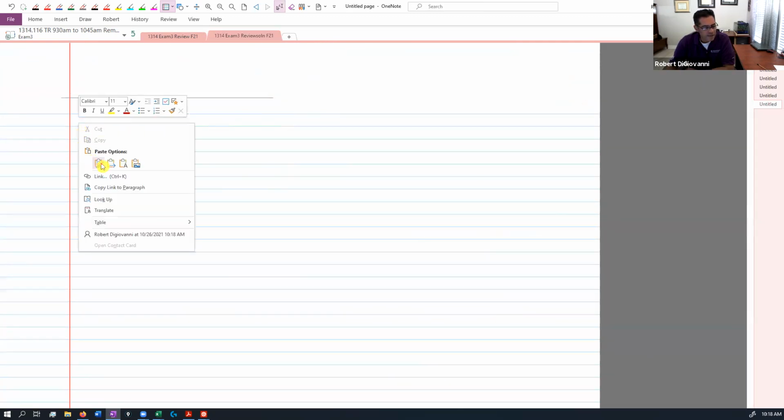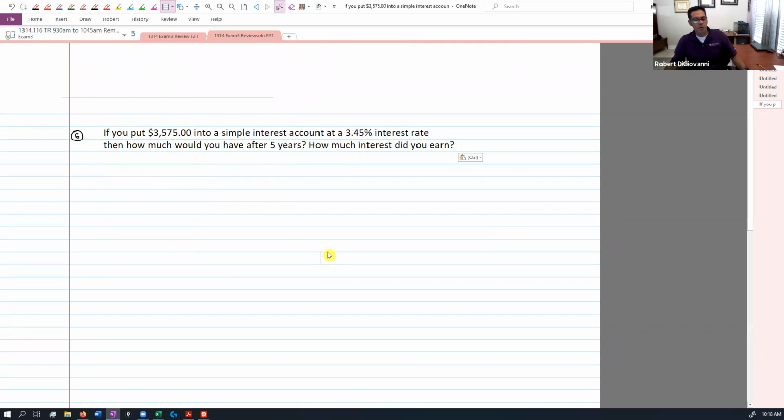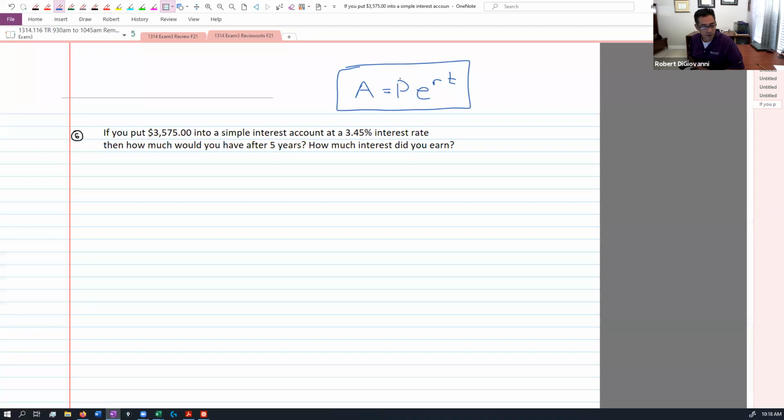All right, so the last two problems have to do with the formula I gave you in class, which of course I would make sure you have. It's that shampoo formula. It's simple interest, all right? That's our simple interest formula. It says here, if you put $3,575 into a simple interest account at 3.45% interest rate, how much would you have after 5 years? Then it says, how much interest did you earn?